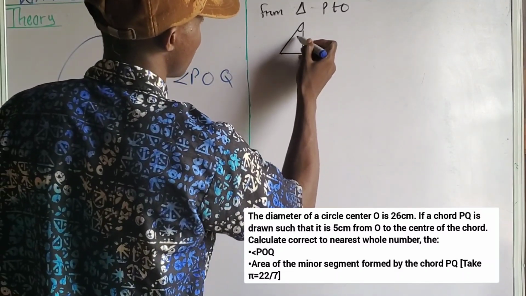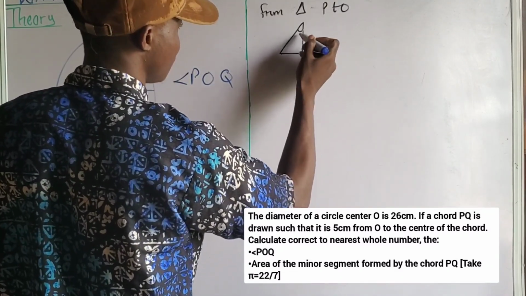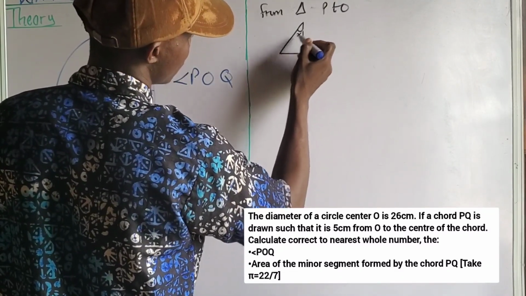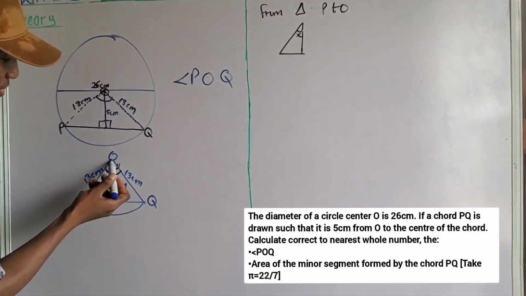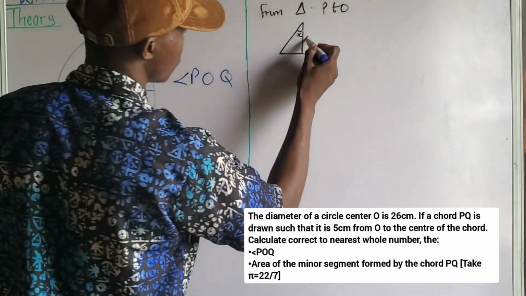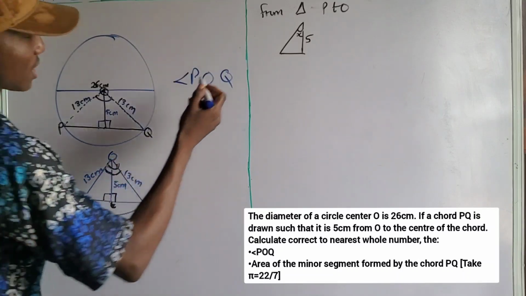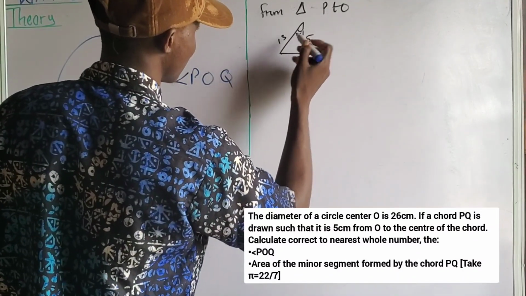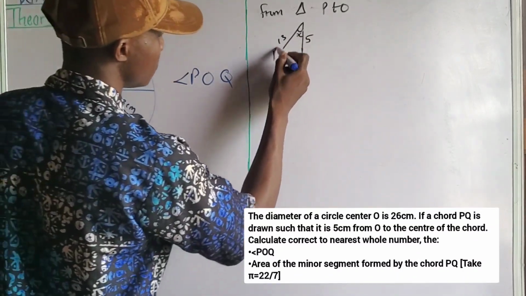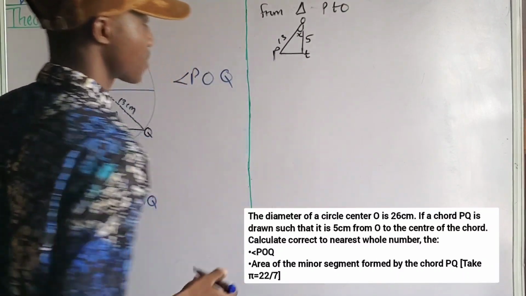Now let us represent this angle as any letter, maybe x. Okay, so we know that the distance from this point to this point is what? 5 centimeters. So this is 5, and the distance from this point to this point is what? 13. So this is 13. Do you understand? Okay, let's label it POT.